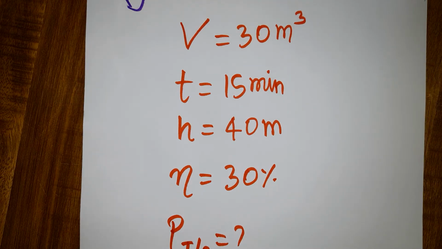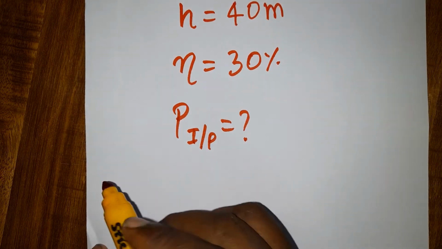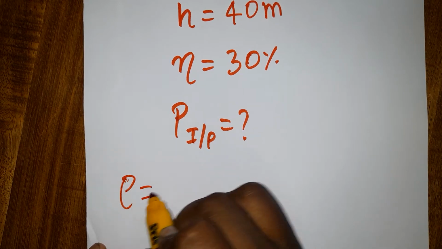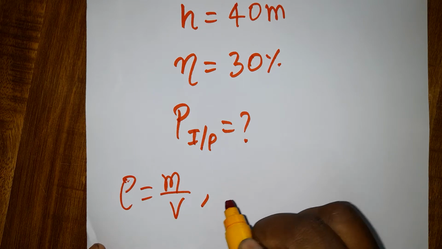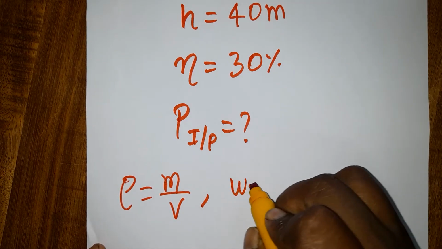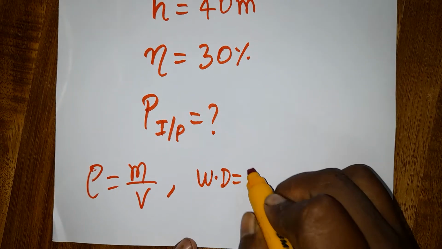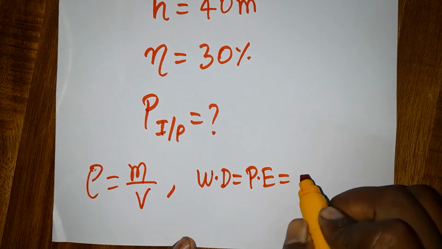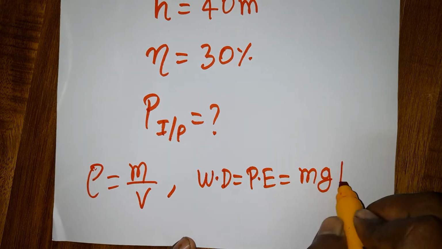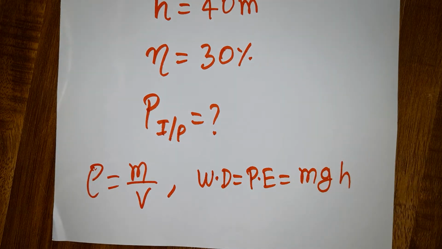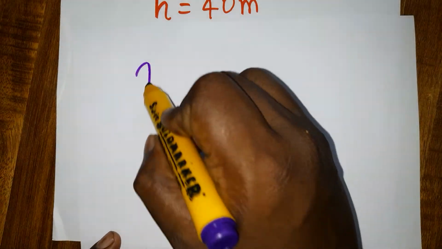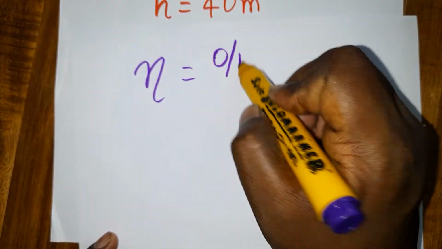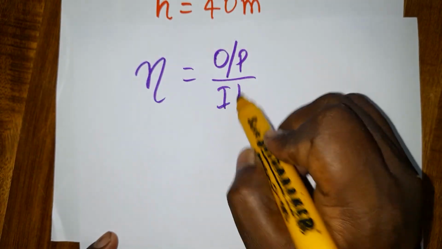Now first, the related formulas I have taken. Density is equal to mass per unit volume. That's one of the formulas, it's required, I'll tell you why. Work done, potential energy, we can take as the work done when the object is kept at some height: mgh, the potential energy formula. The next one, the efficiency formula: efficiency is equal to output power by input power.